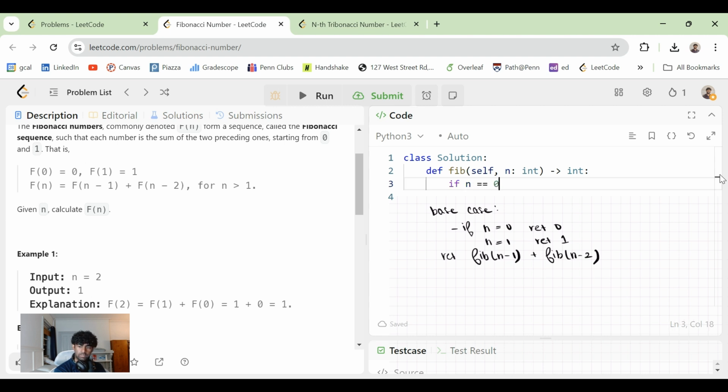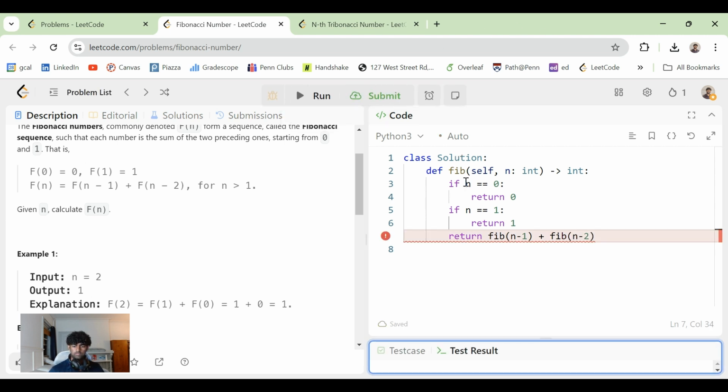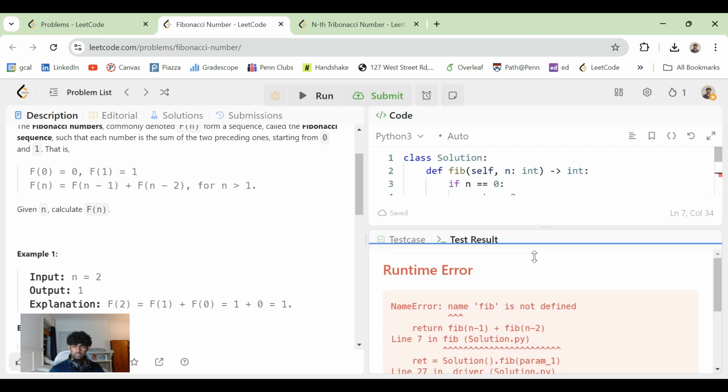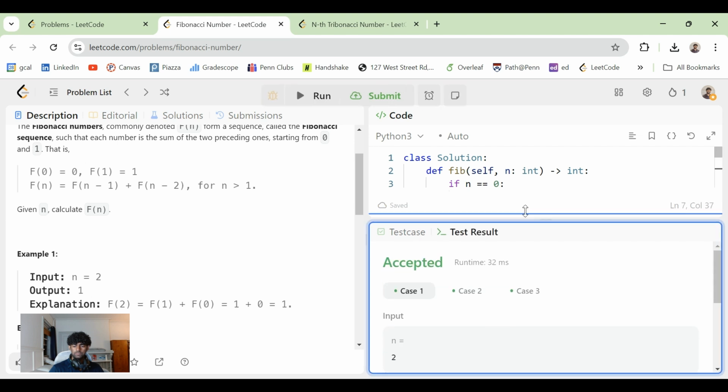Right? So typed up, that is an incredibly straightforward solution. If n equals 0, return 0. If n equals 1, return 1. And then return Fibonacci of n minus 1 plus Fibonacci of n minus 2. How do I call myself again? Self.fib. That's how you make a recursive call.